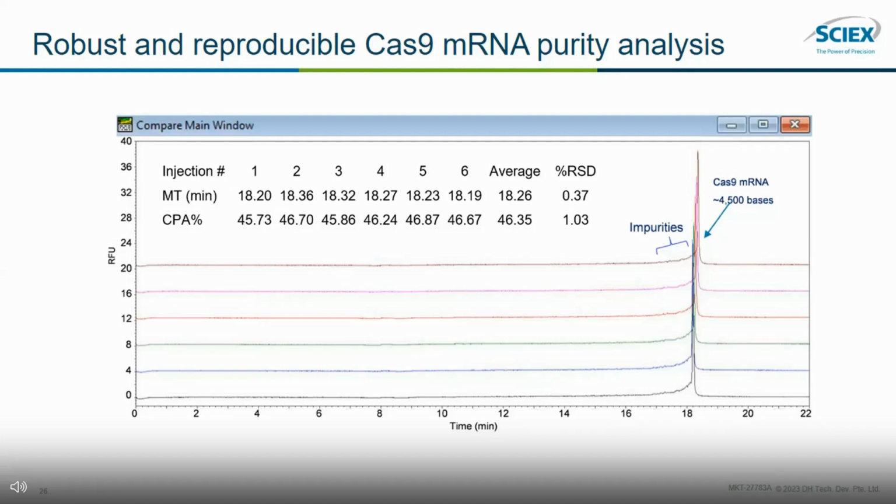When we do this analysis, we see 0.37% RSD for migration time and 1.03% RSD for corrected peak area percentage. These results really show the excellent robustness that we can get using the BioPhase 8800 driver for Empower software.